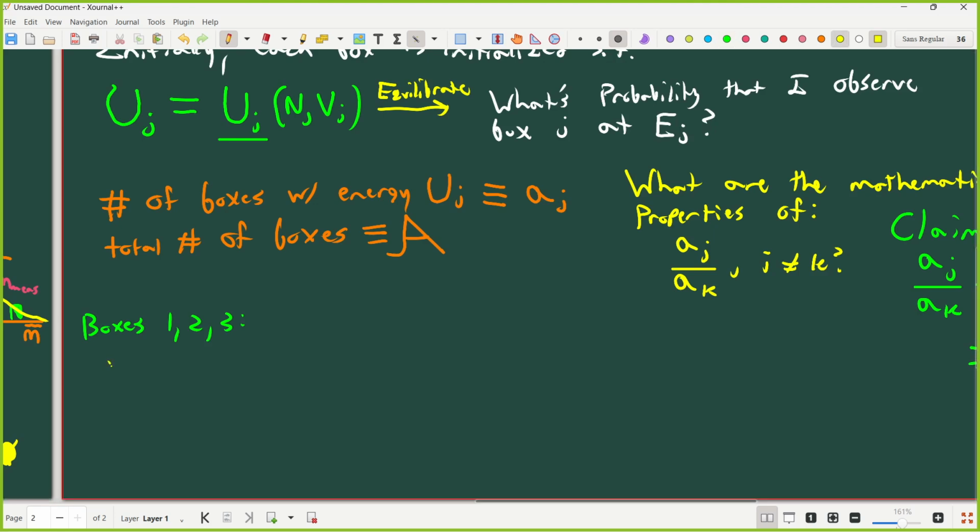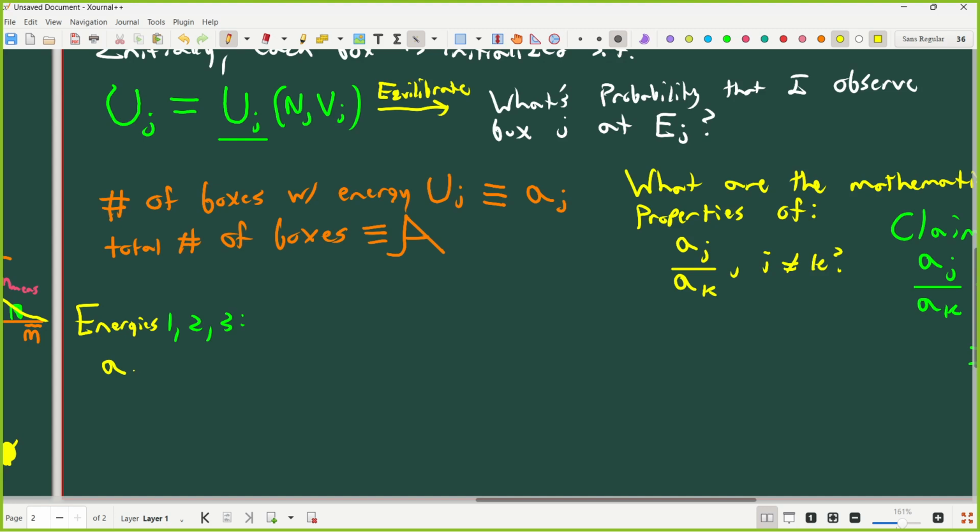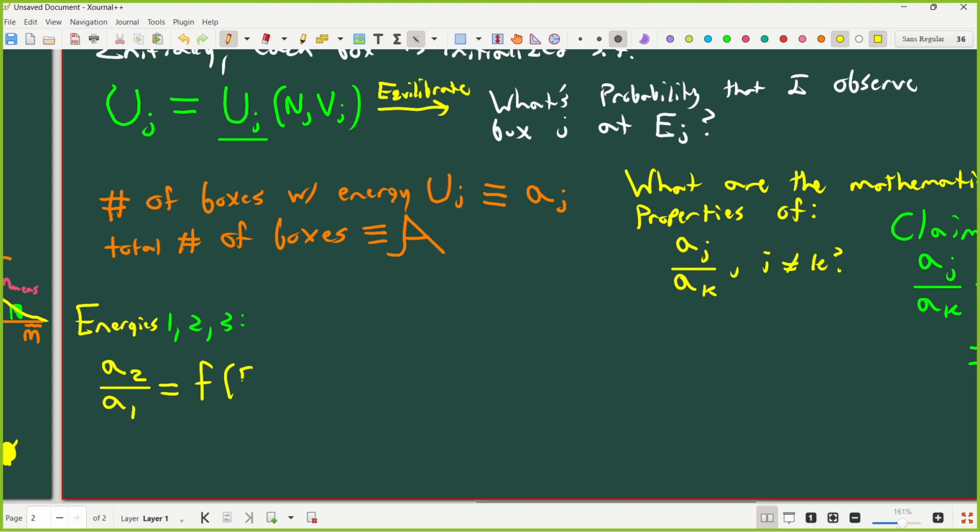right? And we can say that the number of, sorry, not boxes. Let's say energies 1, 2, and 3. Right? 3 different options for the energy. We could say that the number of boxes with energy 2 divided by the number of boxes with energy 1 is just this function that's the difference of the energies.